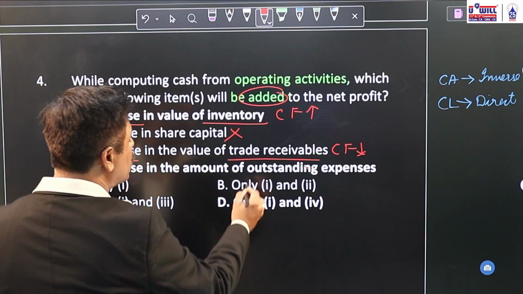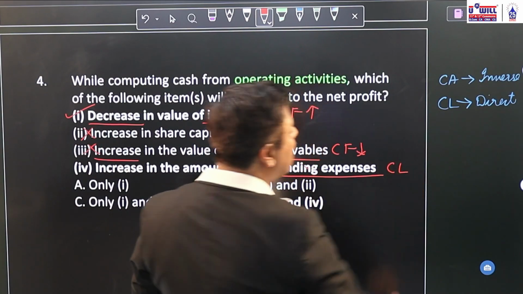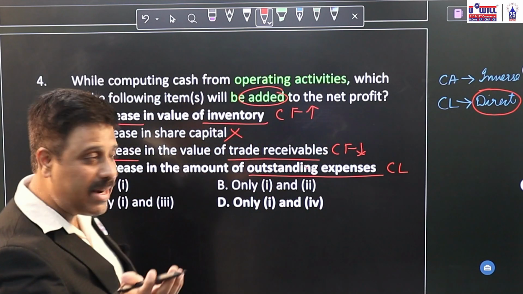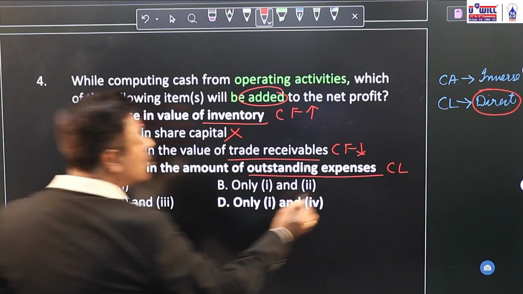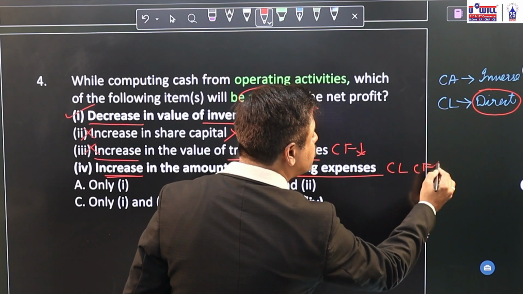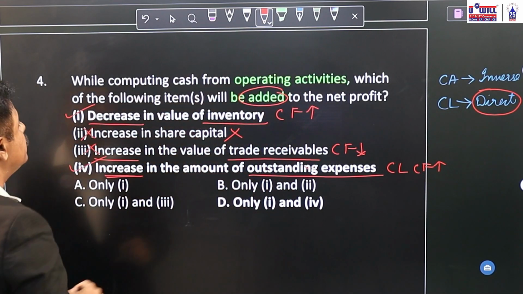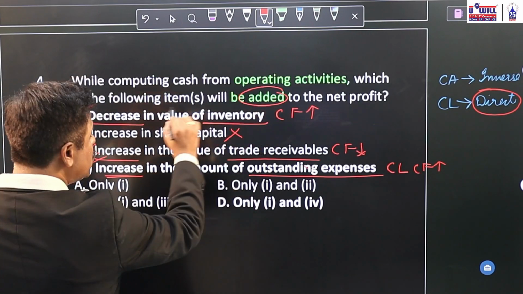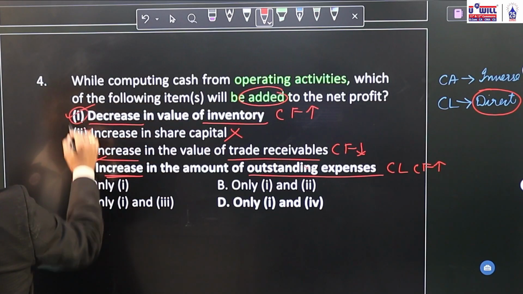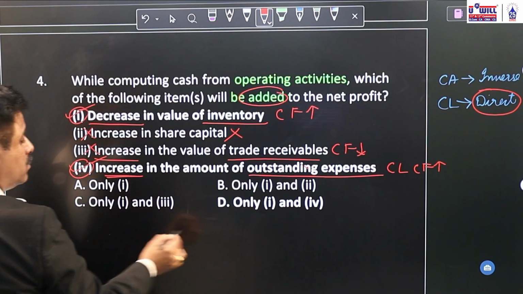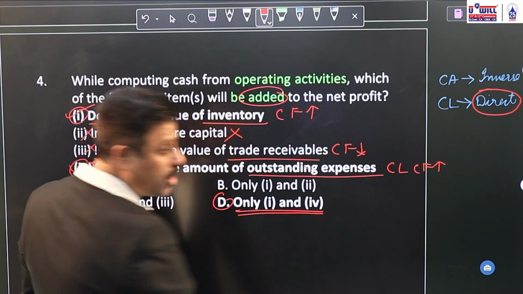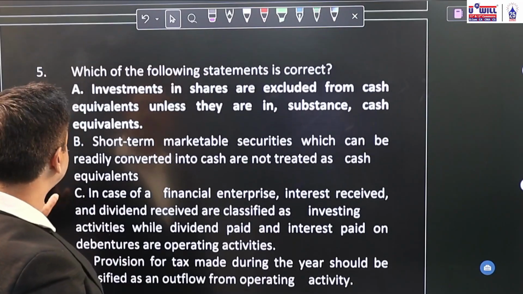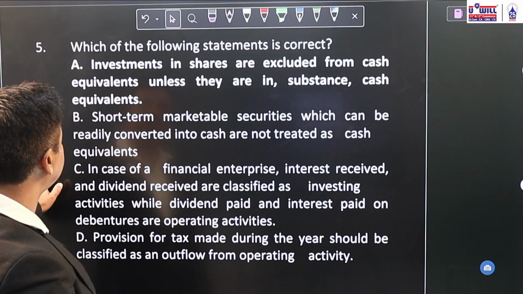Increase in the amount of outstanding expense. Now, outstanding expense is a current liability and current liability has direct relation. So if current liability increases, cash flow will also increase. That means this will also be added. Okay. Sorry. So which of the following items will be added? 1 as well as 4. Option D. 1 and 4 both are going to be added. Going further, question number 5.